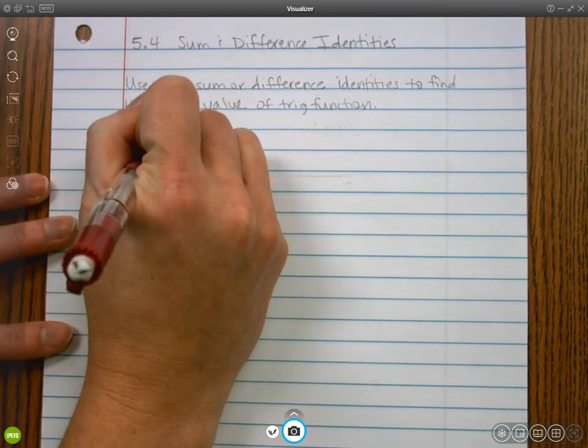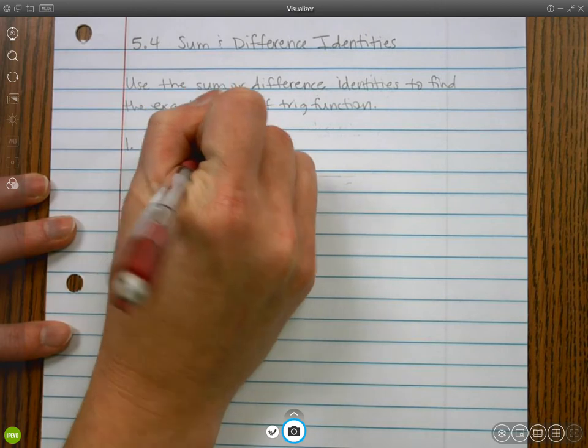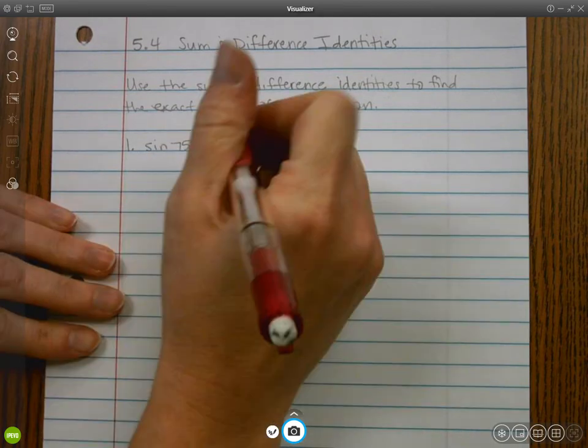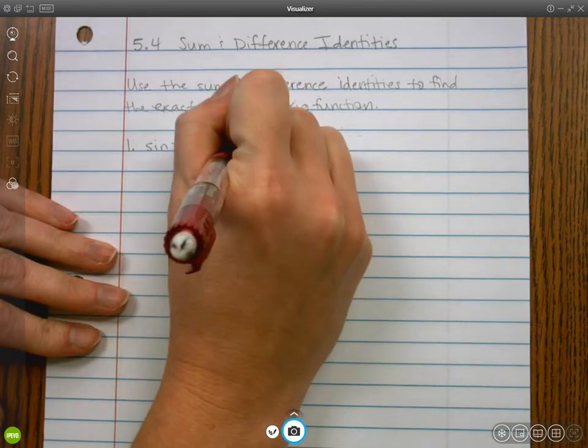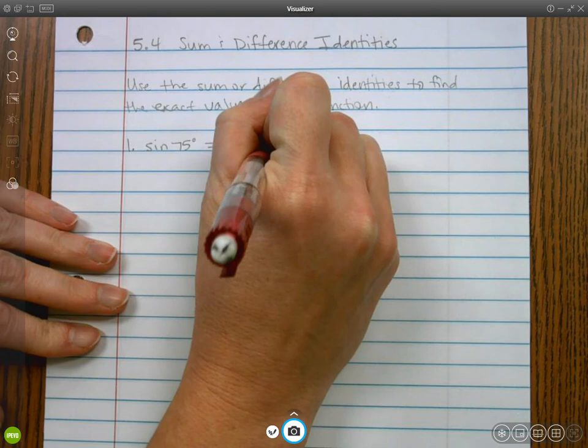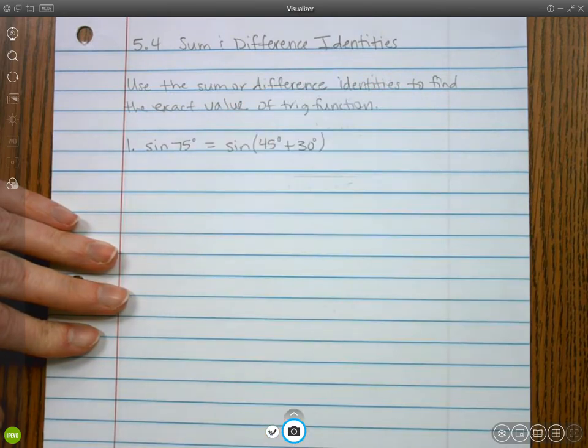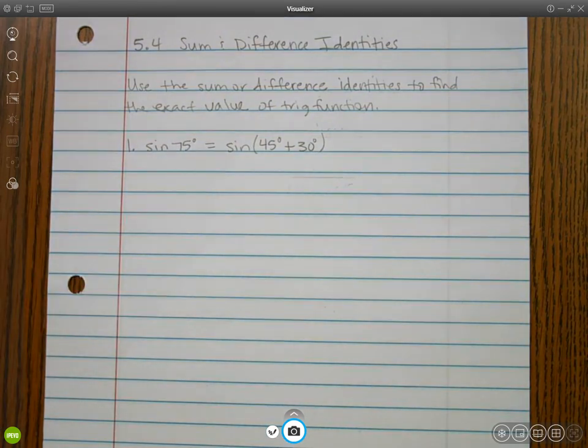So if I ask you for sine of 75 degrees and I want the exact value, you can't look that up on the unit circle. It's not one that we labeled. It's not an angle that comes from a 30, 60, 90 triangle or a 45, 45, 90. But what we can do is think about 2 things on the unit circle that add up to 75 degrees. So if we say that 75 is the same thing as 45 plus 30, then we have written it as a sum. So we can use the sum identity.